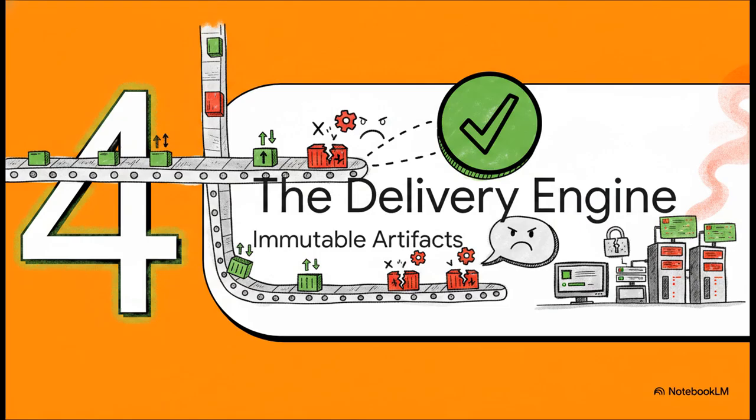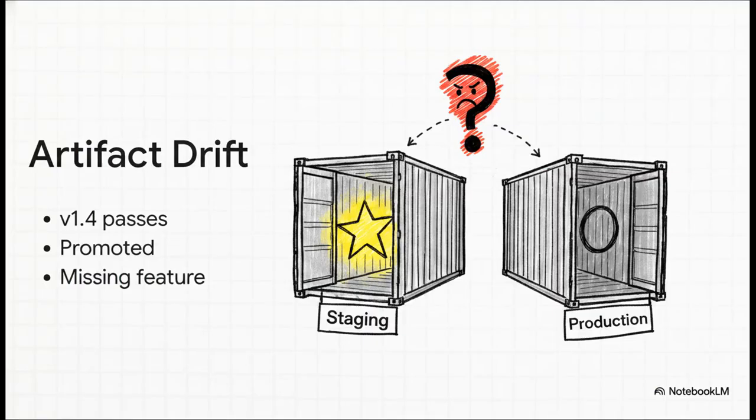Section 4. The Delivery Engine. Immutable Artifacts and Builds. This brings us to the deployment pipeline itself, and arguably the most dangerous lie in DevOps, the pipeline that proudly reports a green success while production is fundamentally broken.